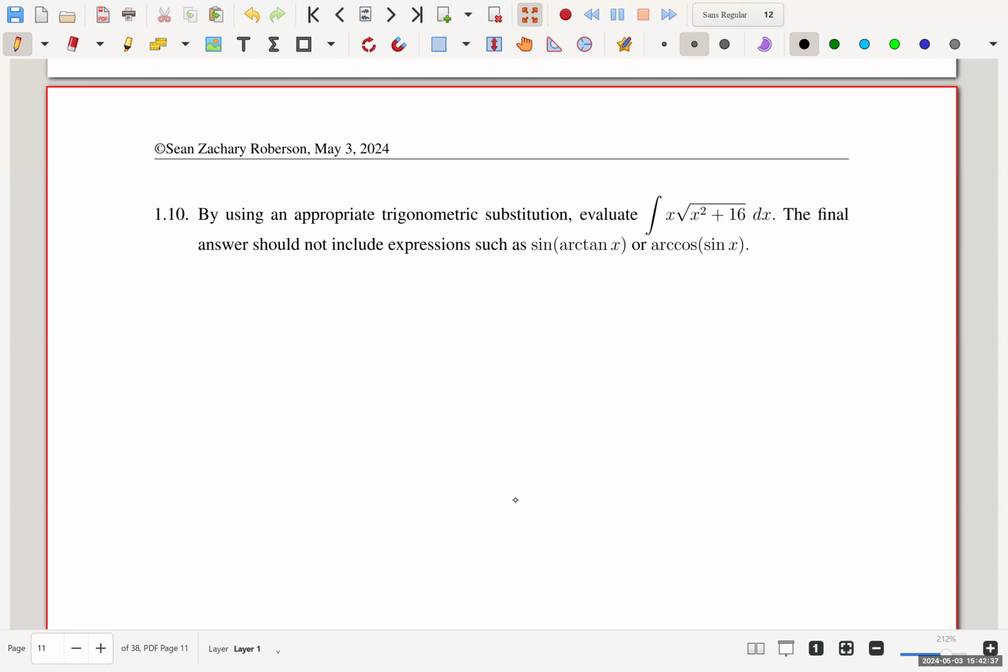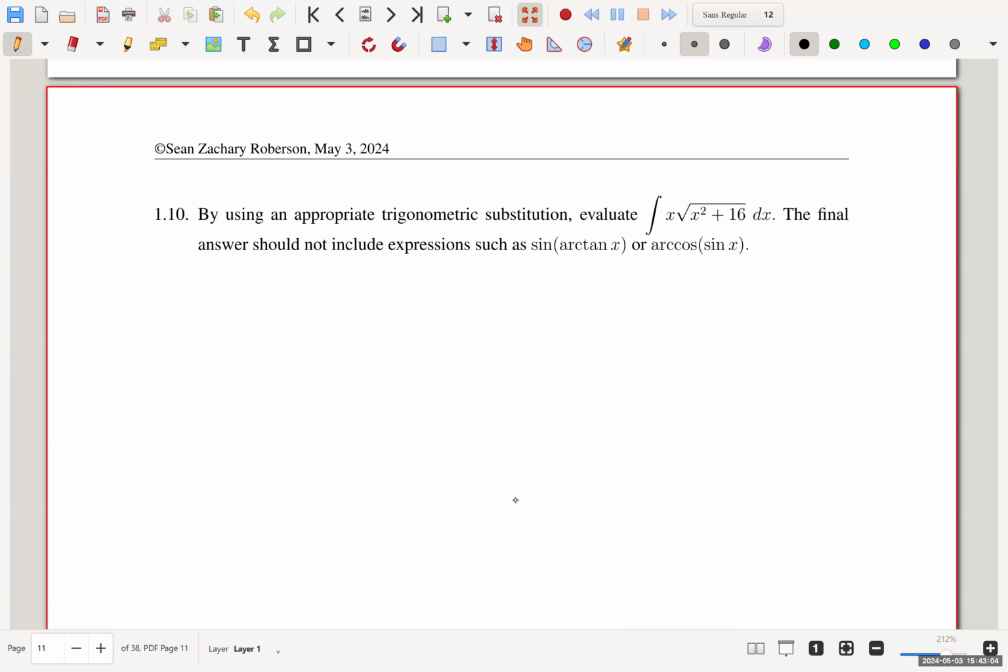Now, if you didn't want to use a trig substitution, what else could you use here? Any ideas? Section 1.5, folks. A u sub. Set u equals x squared plus 16. So du is 2x dx. X dx is 1/2 du. Probably the more straightforward way, but I want us to understand how to do this with the trig subs, okay?